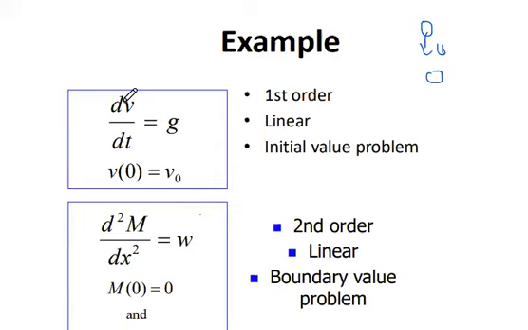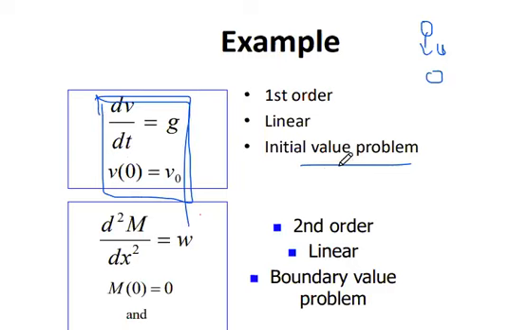So V is the unknown function, but you know that unknown function at the beginning. This is the initial velocity. So you know some information about the unknown function at the beginning. This is called the initial value problem, right? The equation with this initial condition is called an initial value problem. The highest derivative is one, so this is a first order linear initial value problem.